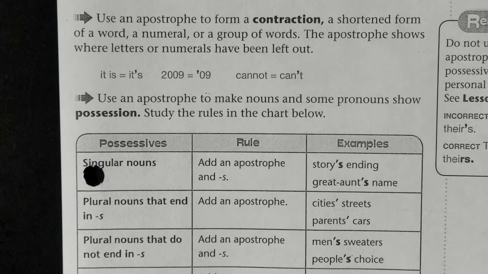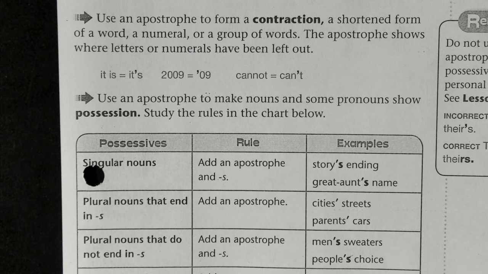Contractions. When you are taking words that you can put together and just condensing them, you use an apostrophe. It is becomes it's with an apostrophe. Cannot becomes can't. We all know that. I would guess. Y'all know that, right?